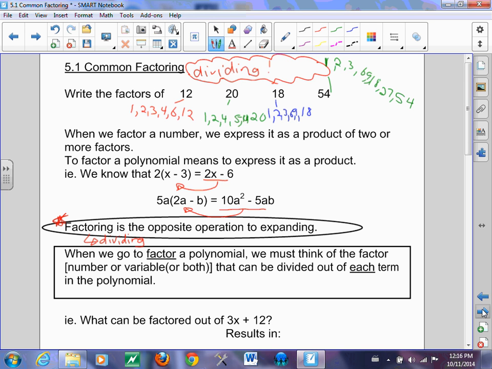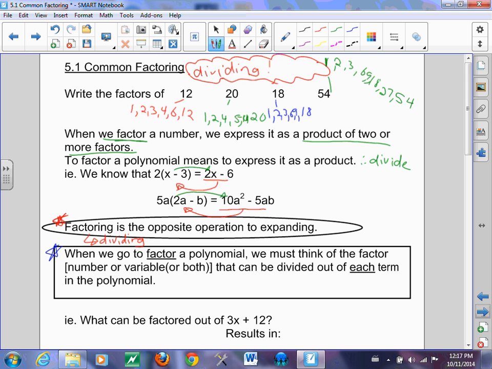Okay. Remember, folks, when we factor, we express it as a product of 2 or more factors. Okay? So to factor a polynomial means to express it as a product. And to express it as a product, therefore, you need to divide to get it into 2 terms. Okay? So we know that if we expand, which is going this way, you use the distributive law and you expand this way. The opposite of expanding is factoring. So make sure you write this down, folks.